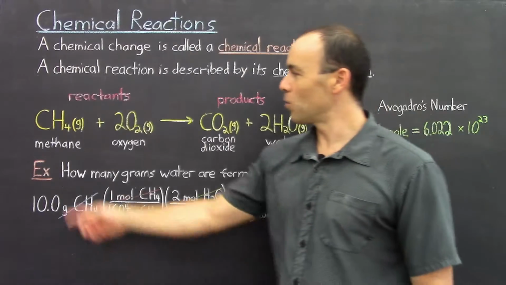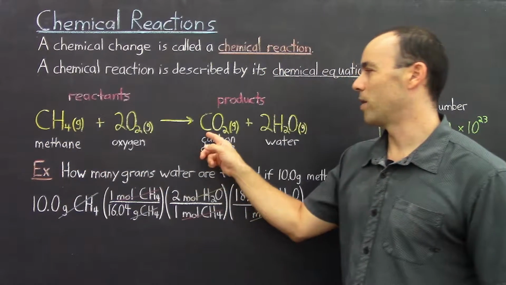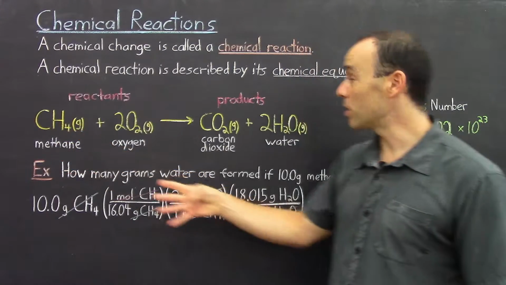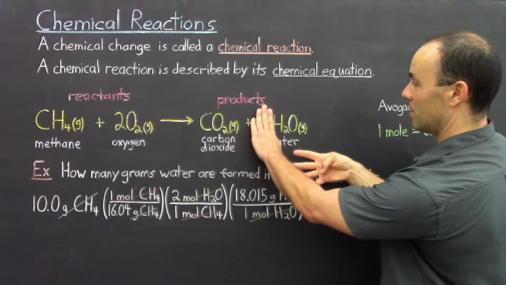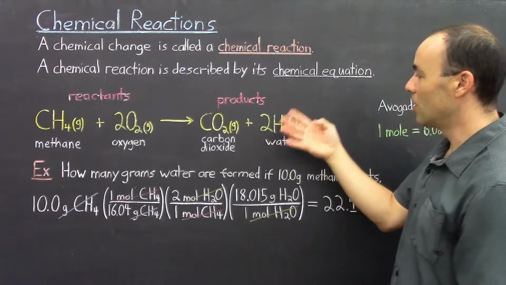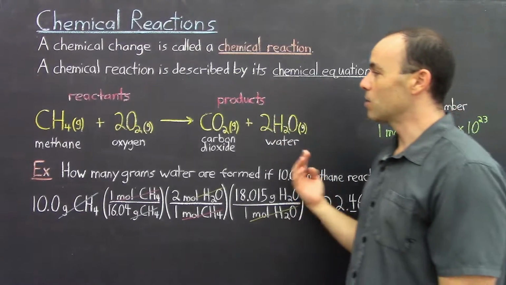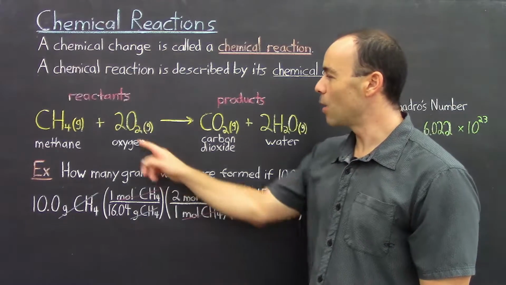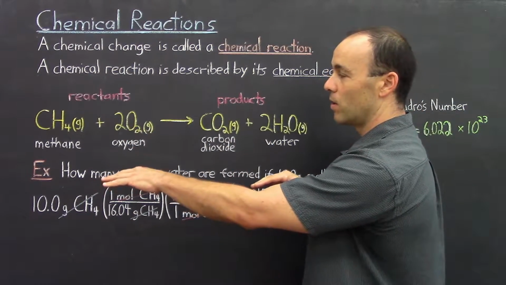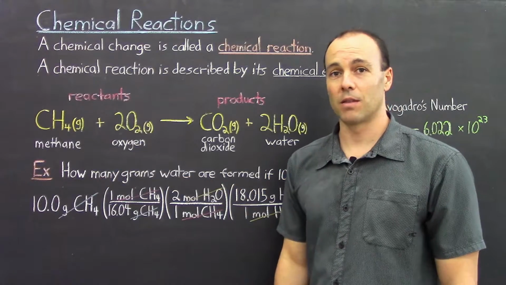So if you start with 1 carbon, you need to end up with 1 carbon. And if you start with 4 hydrogens, you need to end up with 4 hydrogens. That's why you need that 2 there. 2 water molecules would give you 4 hydrogens. So that process of adding coefficients to balance the number of atoms that you start with and end up with is called balancing the reaction.